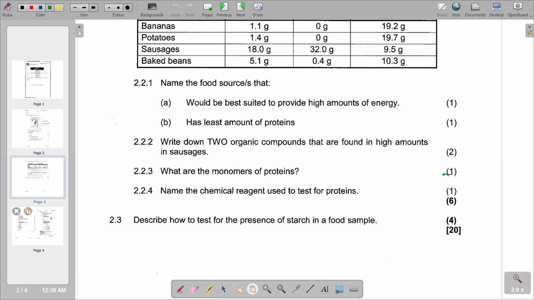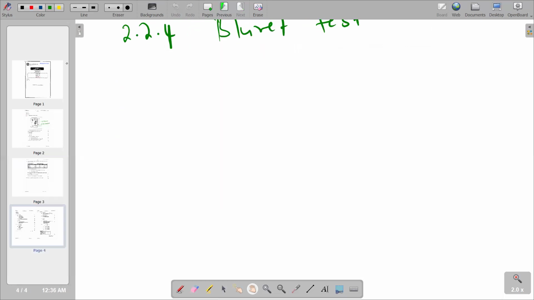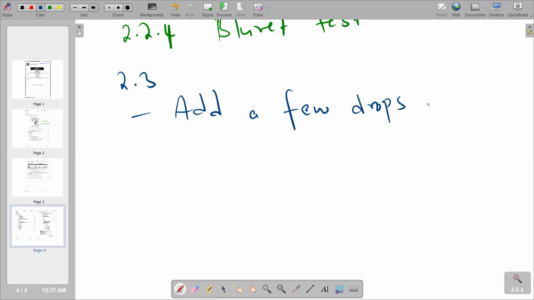So going there, we are now on 2.3, and first we are saying: add a few drops of iodine solution to the food sample.